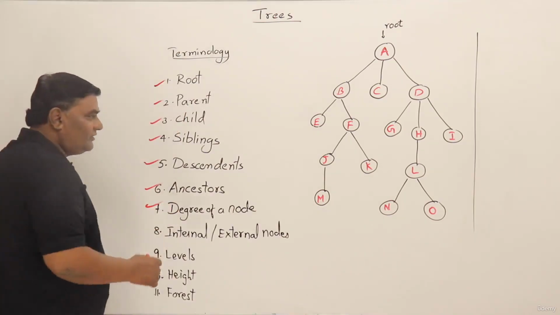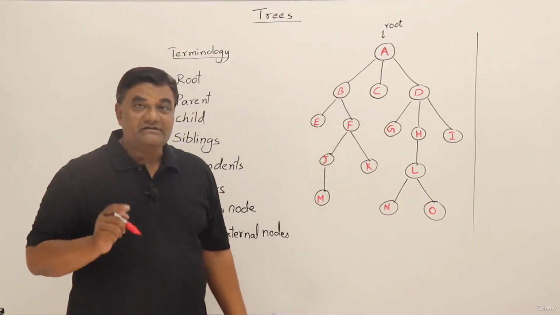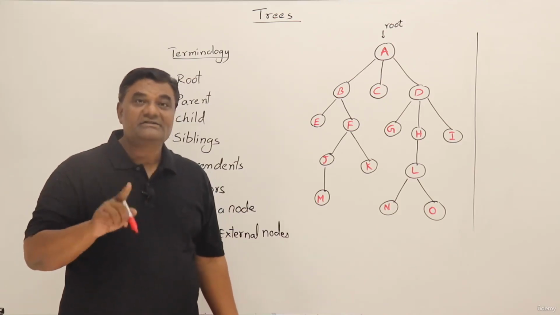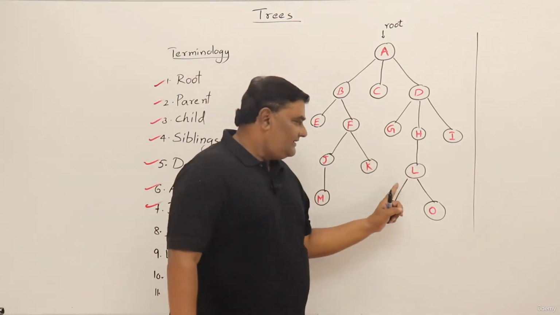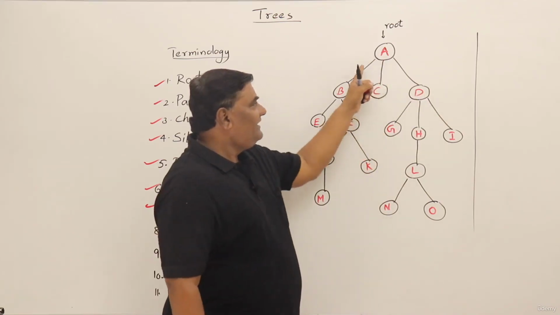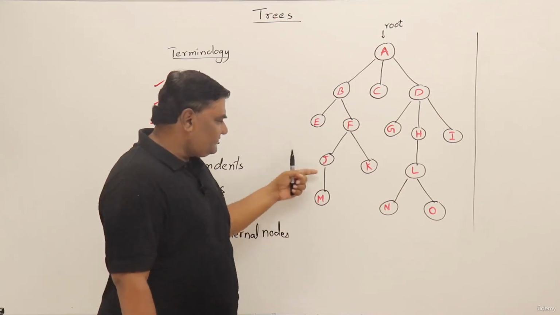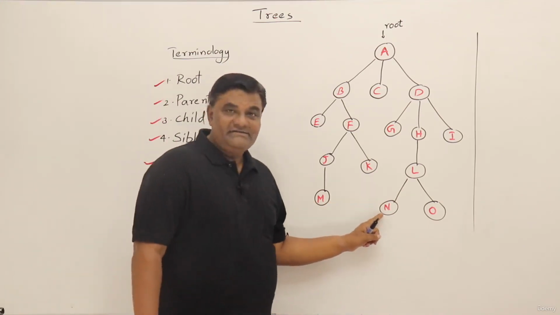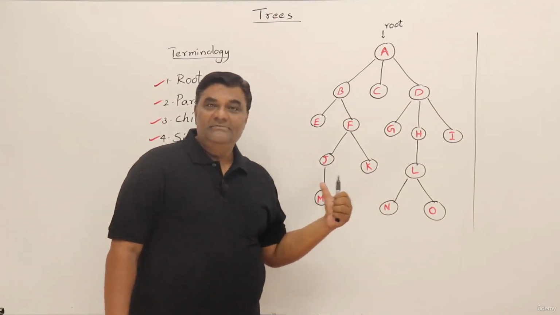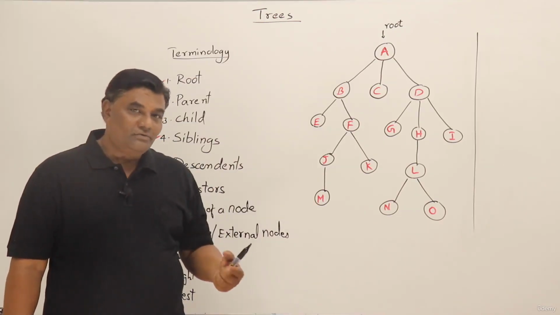The next is degree of a node. Degree of a node is the number of children it has, direct children, not all descendants, direct children. Degree of L is 2, it has 2 children. Degree of D is 3. Degree of A is 3. Degree of F is 2. Degree of J is 1. And degree of N is 0. K is 0. M is 0. The number of children any node has is the degree of a node.